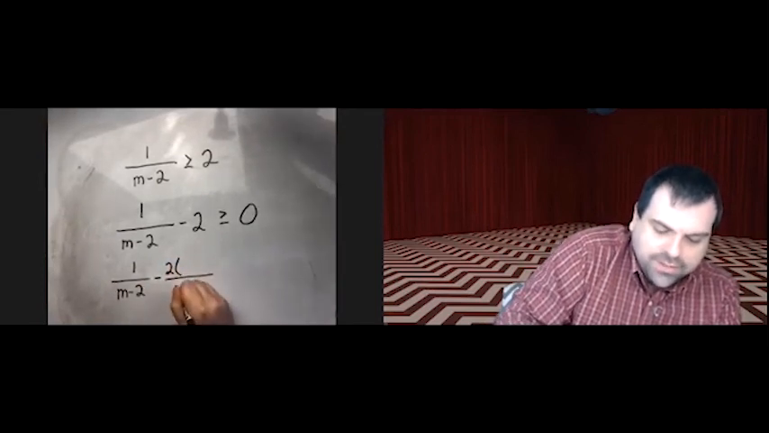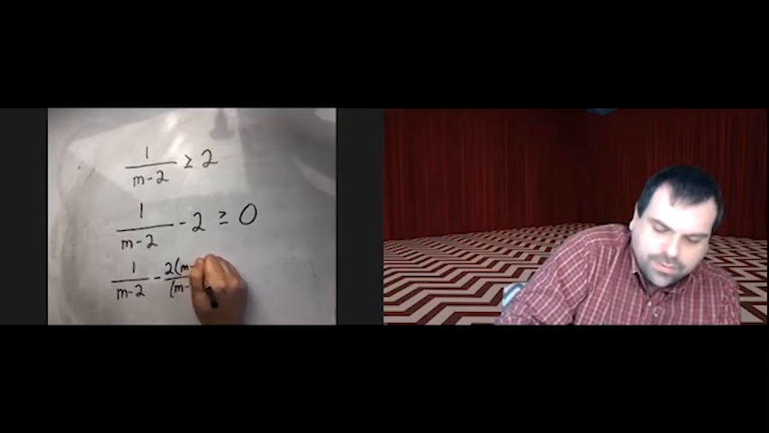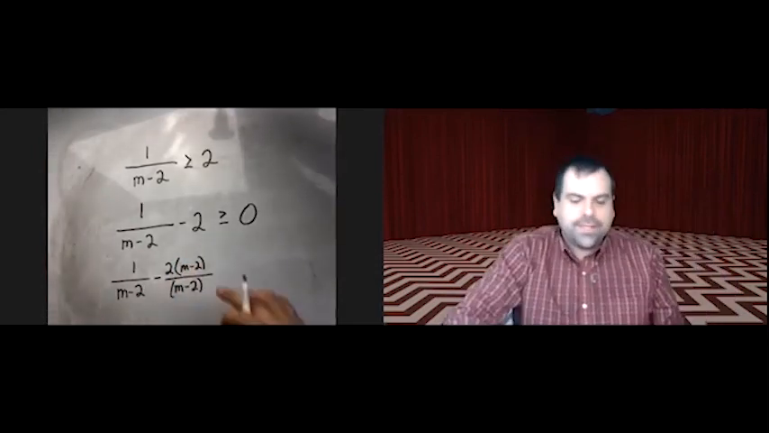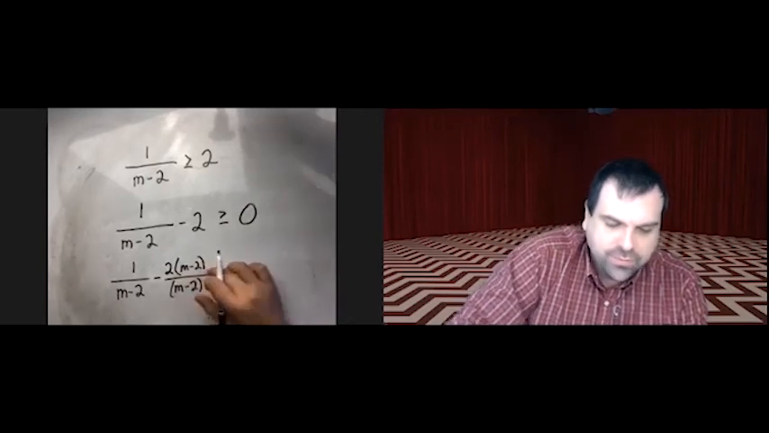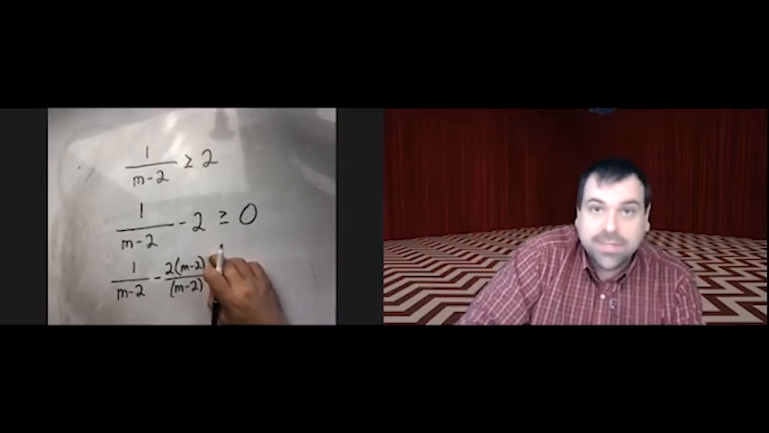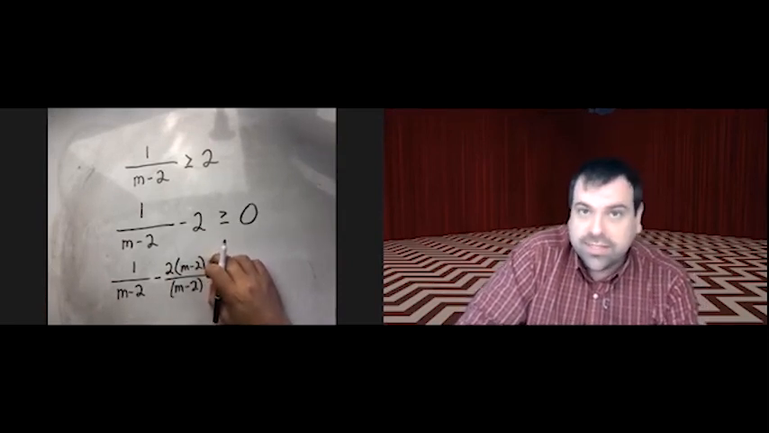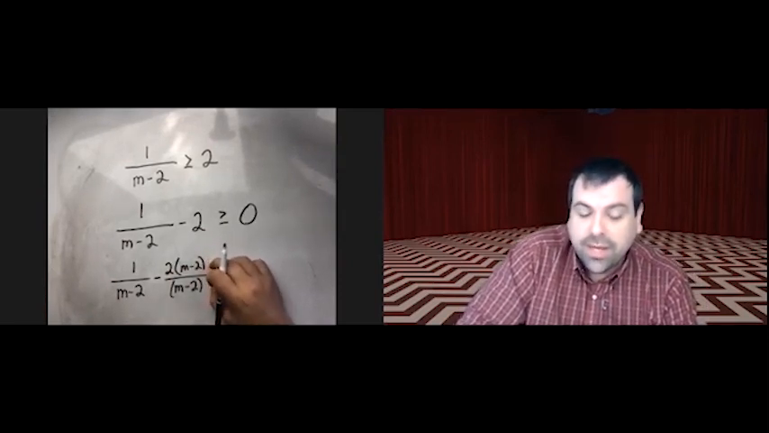That common denominator is going to be m minus 2. So I do m minus 2 over m minus 2, because that's 1. 2 times 1 is just 2. That's how we find common denominators for fractions. See, if you know how to work with fractions, you know how to do this.